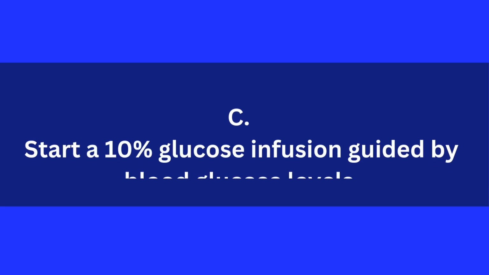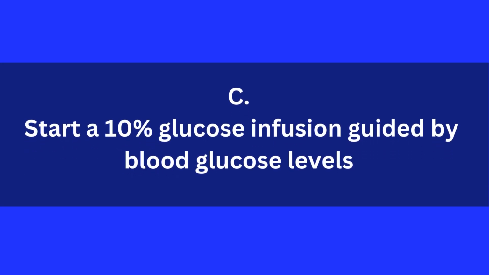Option C, start a 10% dextrose infusion guided by blood glucose levels. Option C suggests starting a 10% glucose infusion. This is part of the insulin glucose therapy often used to lower potassium levels. However, like option A, this approach doesn't work immediately. The infusion is typically used to prevent hypoglycemia after insulin administration, but it's not going to stabilize the heart in the acute phase of a hyperkalemic cardiac arrest. We need something that acts faster, and glucose alone isn't enough.